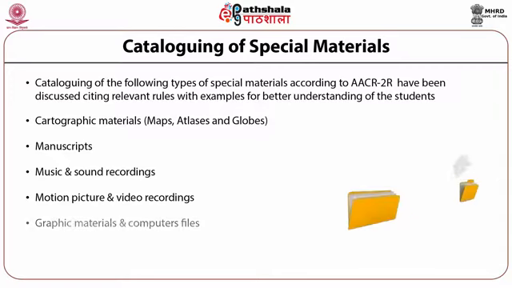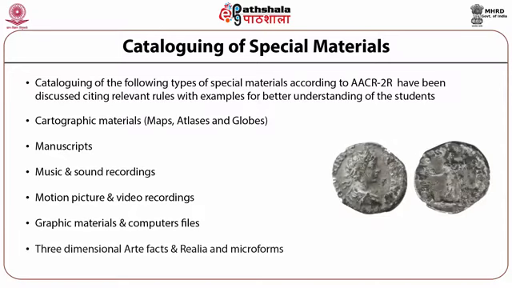Then comes the graphic materials and computer files, because now the computer is basic in all parts of the library, in all parts of the software field. So you must know how to catalog computer files. Then last is three-dimensional artifacts, realia and microforms. Then also we have to discuss the electronic resources, because electronic resources are playing a very important role nowadays in the libraries.